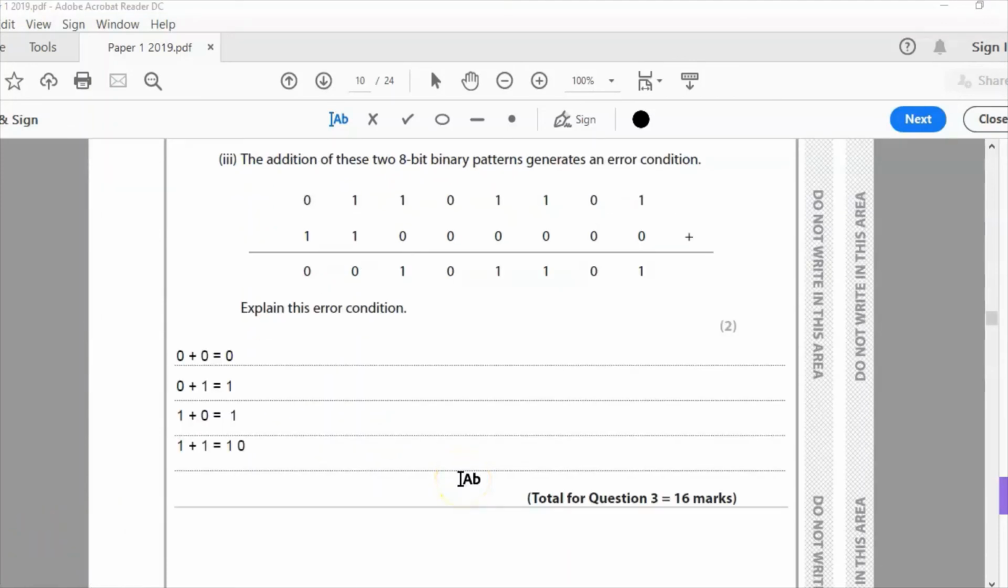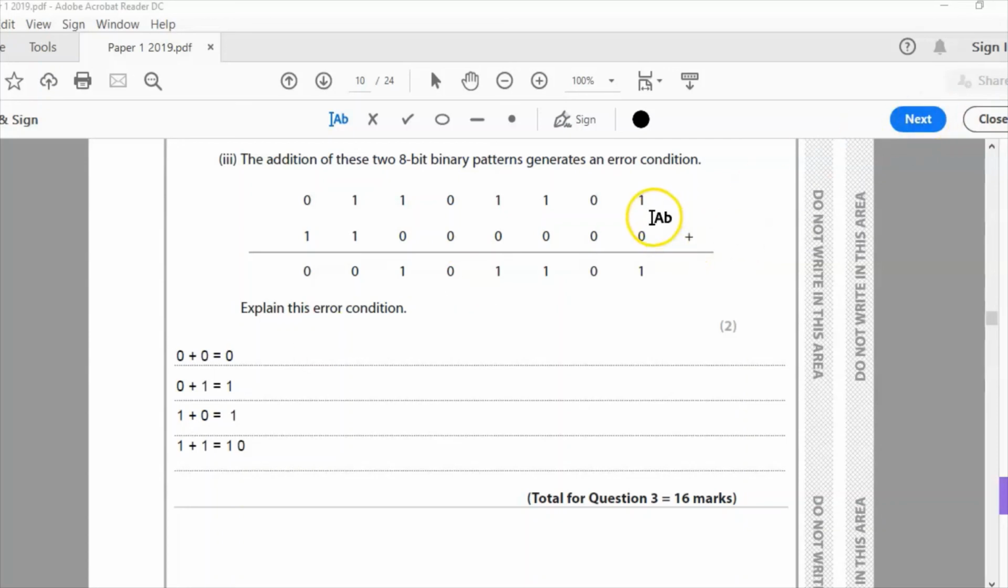E3, the addition of these two 8-bit binary patterns generates an error condition. I've got two binary numbers added together and I've got the answer underneath. If we remember the rules, and I've covered binary addition before, I'll link to it above. 0 plus 0 is 0. So if I add nothing to nothing, I'm always going to get nothing. 0 plus 1 gives me 1. 1 plus 0 is 1. And 1 plus 1 is 10. Now, 10 in binary into decimal is 2. So it's like saying 1 plus 1 is 2.